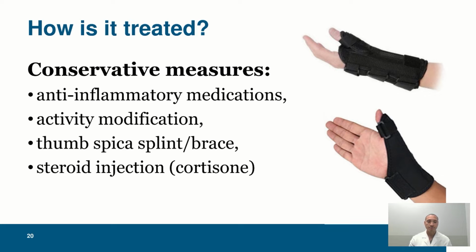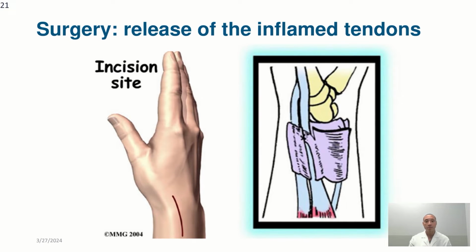Next slide, please. And then if symptoms are not alleviated by conservative means, we perform surgery. This is a little picture here, an incision made over the thumb side of the wrist in order to release those tendons from their sheath, thereby not allowing them to rub up against each other anymore, and it stops the inflammation.